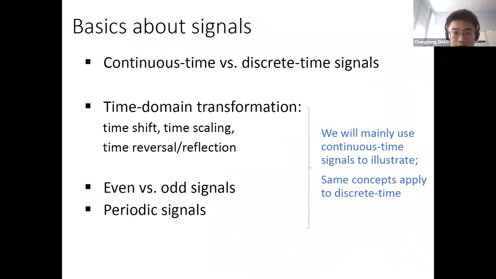So from all those importance of signals, today we study some basics about them. First, there are two kinds of signals: continuous time signals and discrete time signals. I will give their definitions and use some examples to illustrate both kinds. And then we come to a basic operation called time domain transformation of signals.